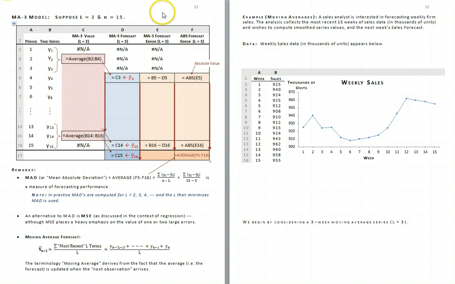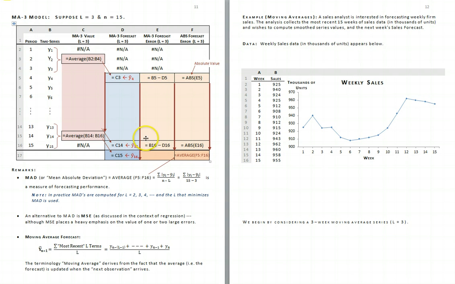Column E contains the MA3 forecast errors. The first period with an MA3 forecast is period 4, so period 4 is the first period with an MA3 forecast error. Forecast errors are computed as residuals are computed, as the difference between the actual series values and the forecast series values. There's the first MA3 forecast error.